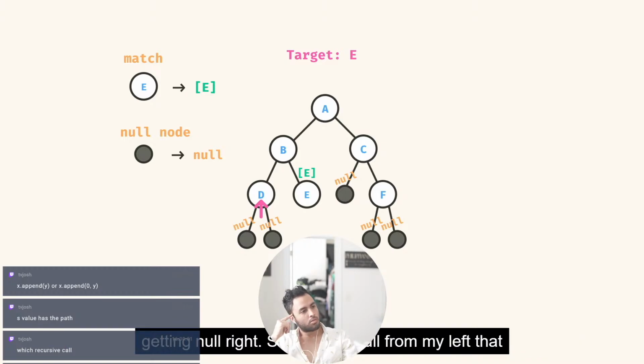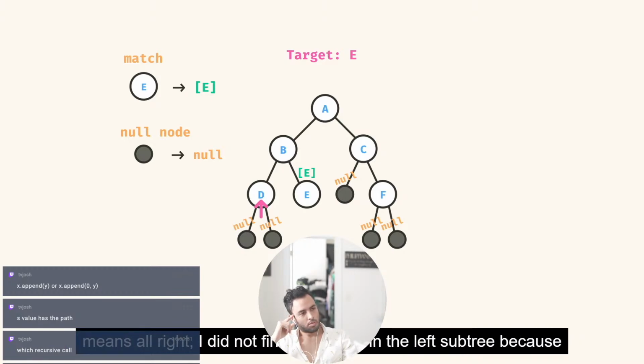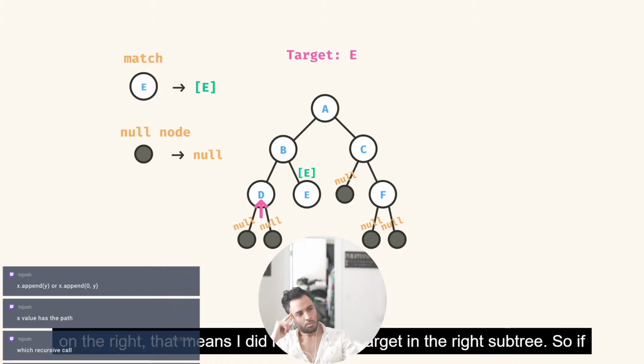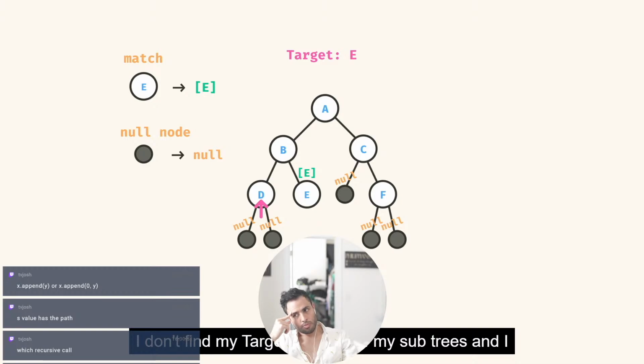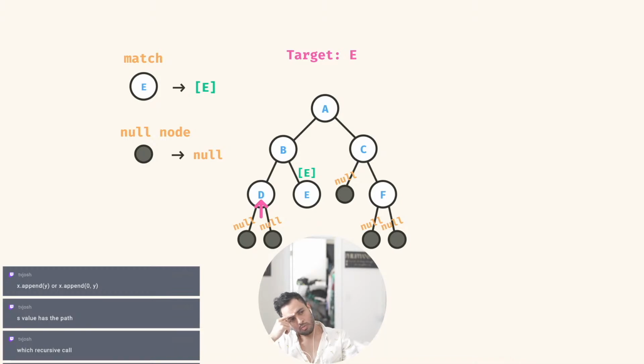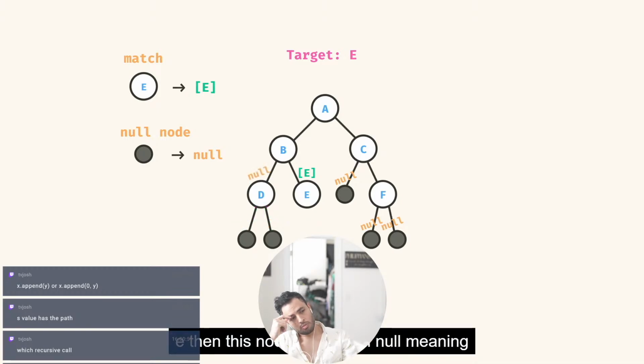So if I get a null from my left, that means, all right, I did not find my target in the left subtree because my target's E, right? In the same way, if I get a null on the right, that means I did not find my target in the right subtree. So if I don't find my target in either of my subtrees, and I don't contain it at all myself, because D is not equal to E, then this node can return null, meaning we cannot find a target at all within this subtree.